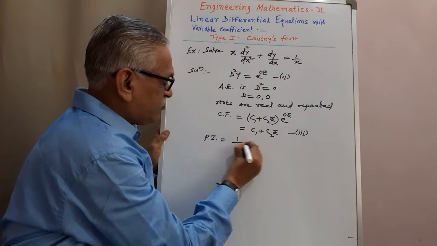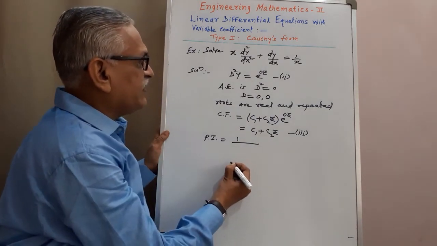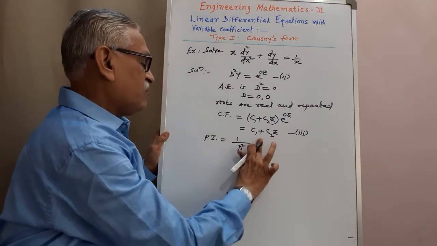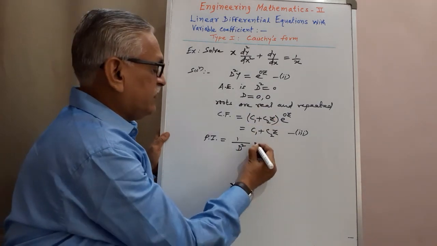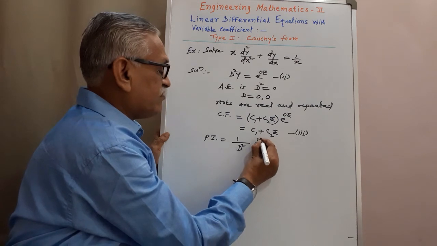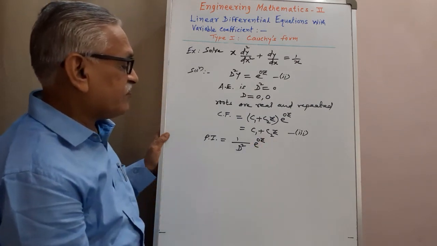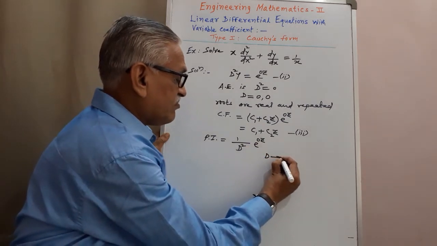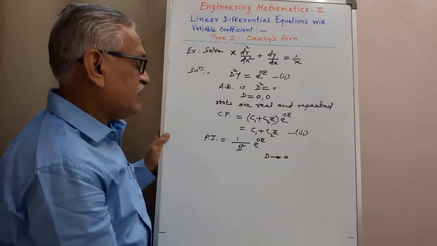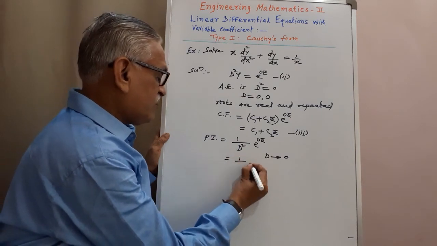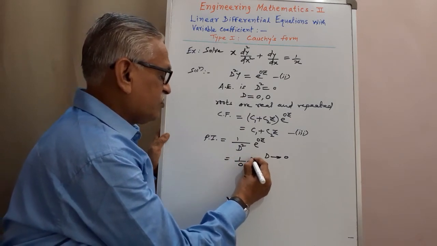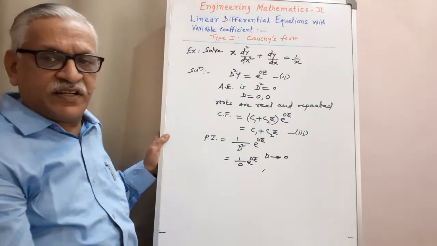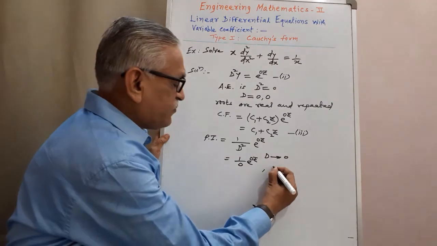Then the particular integral is obtained by the inverse operator technique, 1 upon f of D. Here f of D is D square, which we have to operate on e raised to 0 z. D replaced by 0, we get 1 by 0 e raised to 0 z. 1 by 0 means infinity, the value becomes infinity. Case fail here.